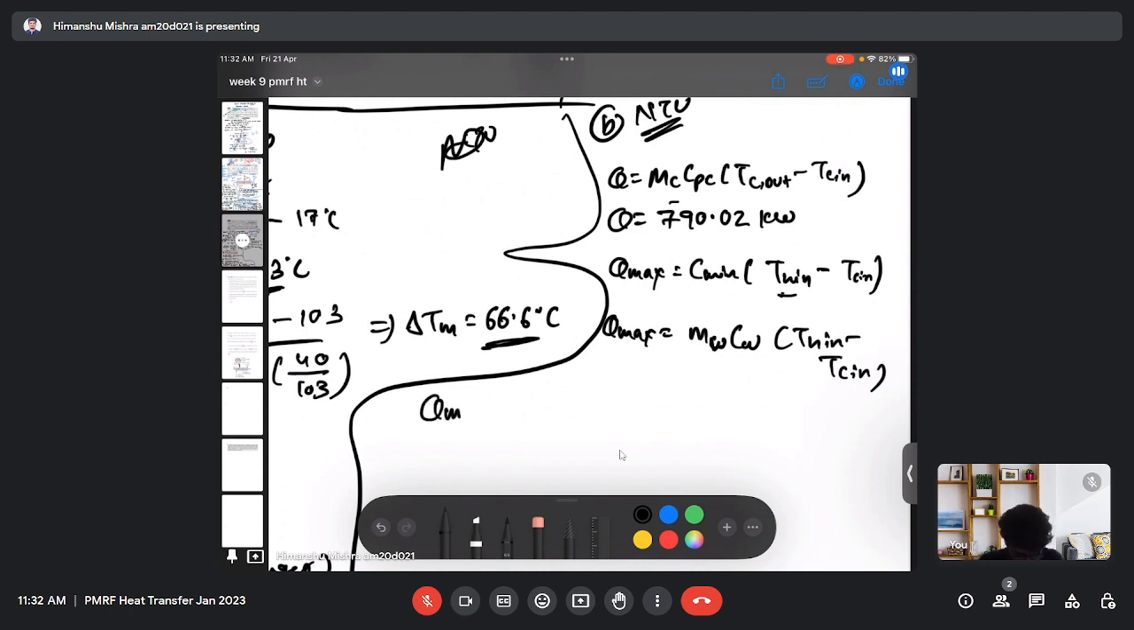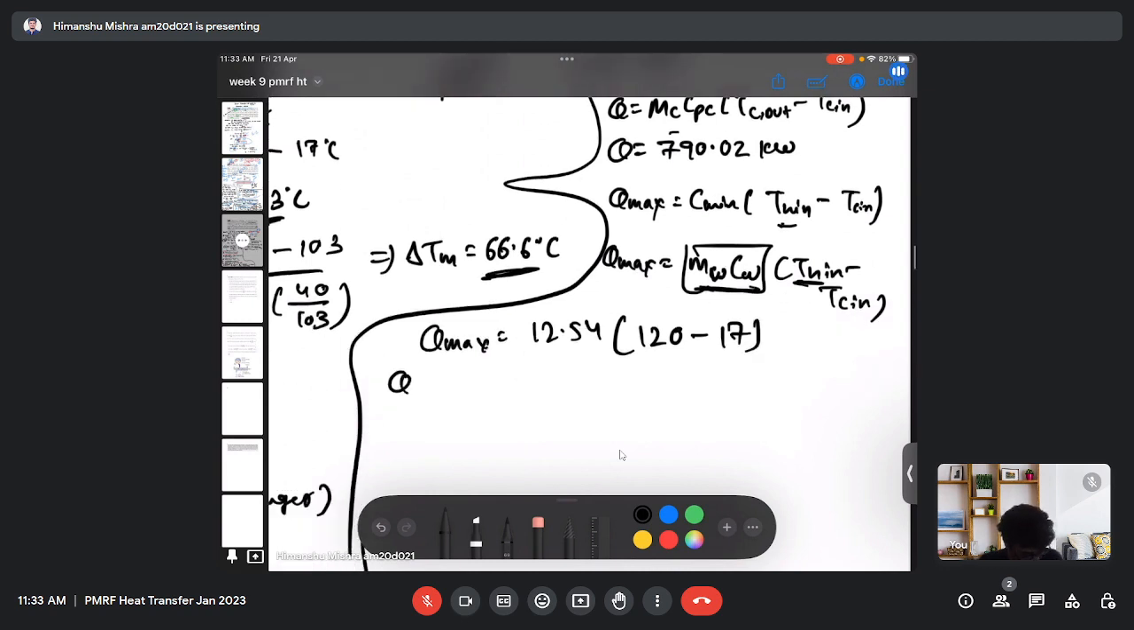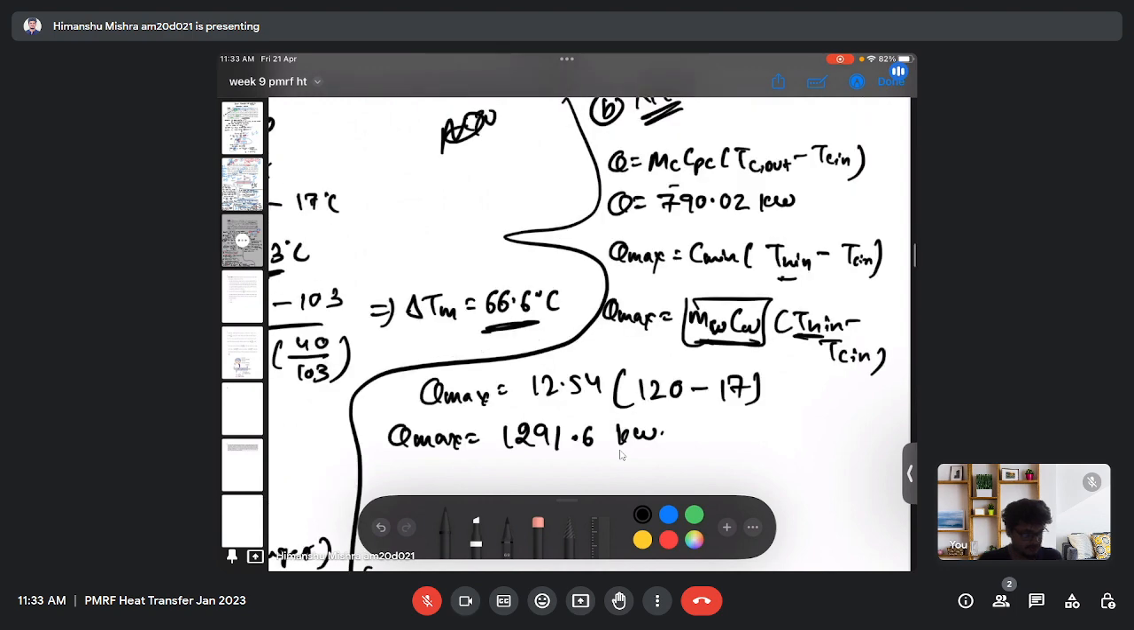So my maximum heat transfer will be 12.54, which is this, multiplied by inlet hot, which is 120. Outlet hot is also 120, and the inlet cold is 17. So my maximum heat transfer is 1291.6 kilowatt.